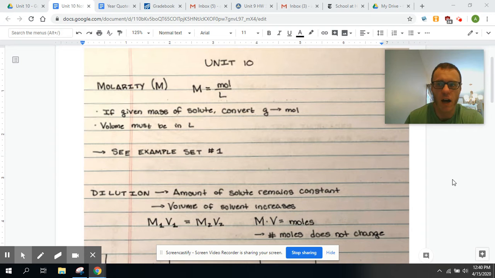All right. So if we go through this, you guys remember molarity. Molarity is just moles over liters. We did this quite a bit. If you were given a mass of solute, which is what's being dissolved, you have to convert that to moles because molarity is moles over liters. Volume must be in liters. I put some examples up. They're example sets. Example set number 1. You can go look on Canvas. I've also made an answer key so you can go through those problems and see if you have any questions.